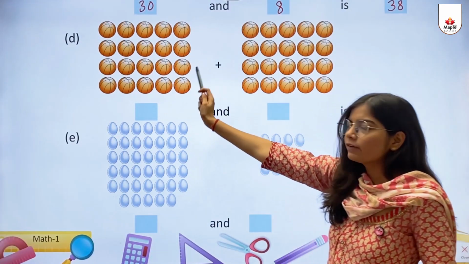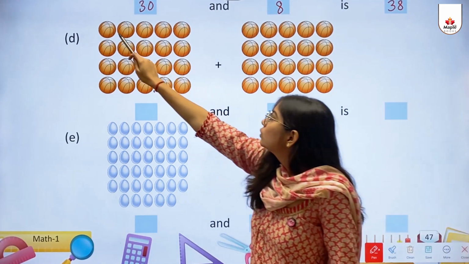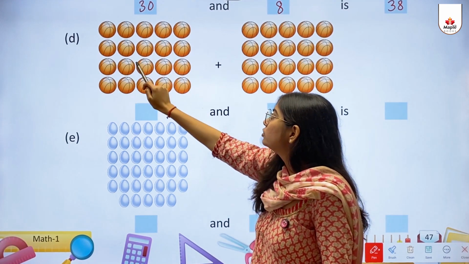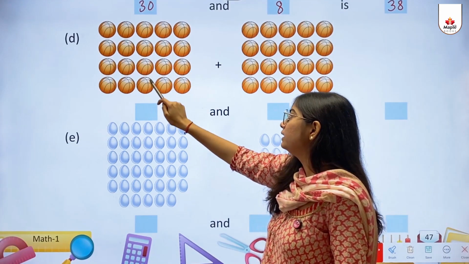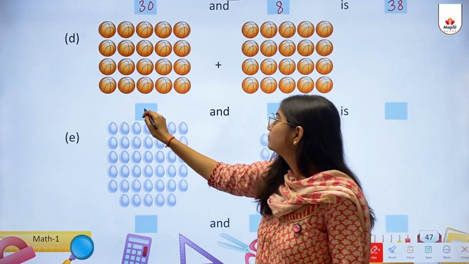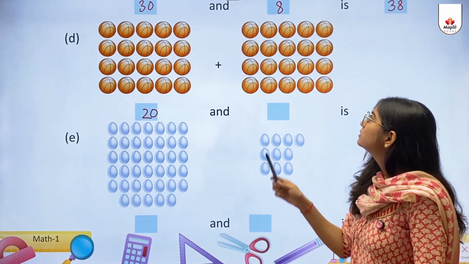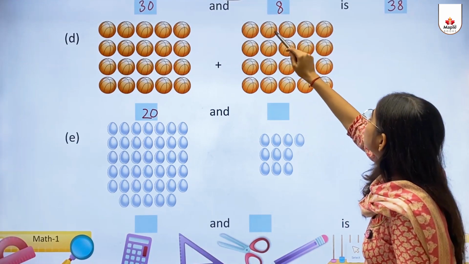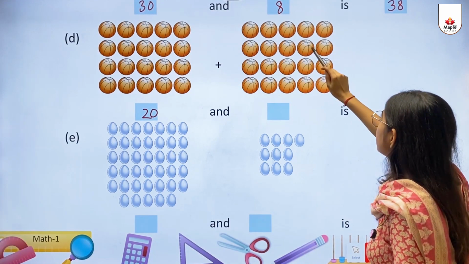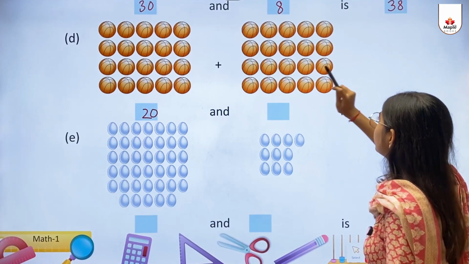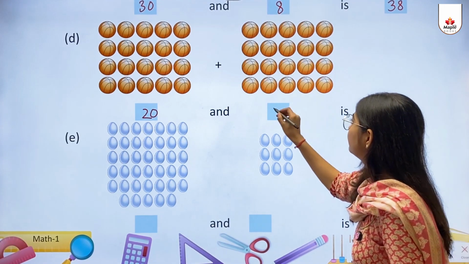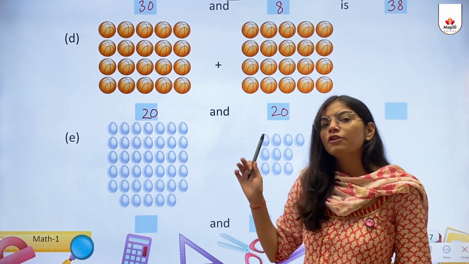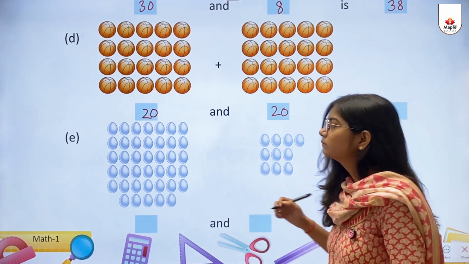Then D, we have balls here. Now we'll count. 1, 2, 3, up to 20. And means plus. Now there are also some balls. We will count how many balls are there. 1, 2, 3, up to 20. Now 20, 2 tens and 2 tens make it 4 tens, means 40.